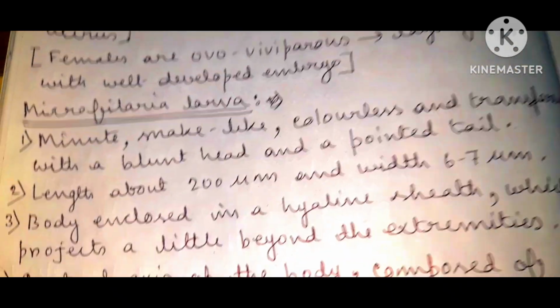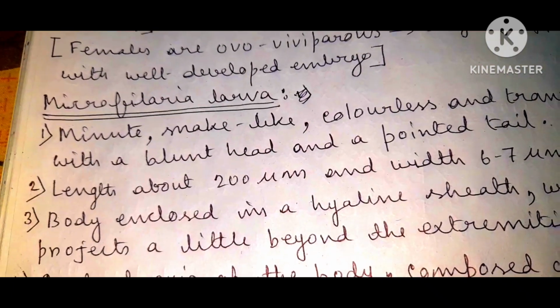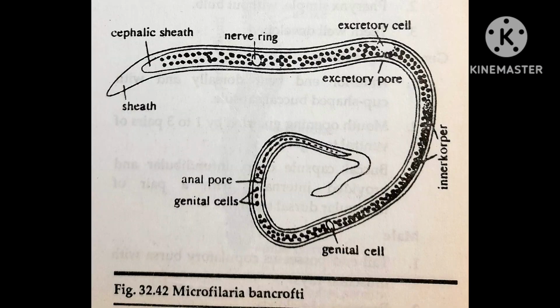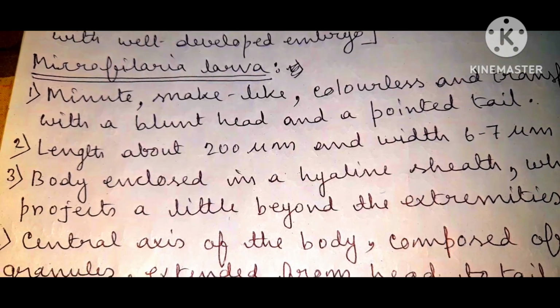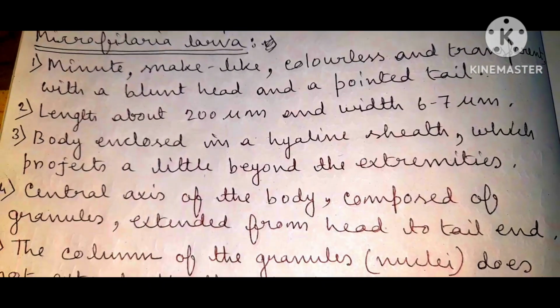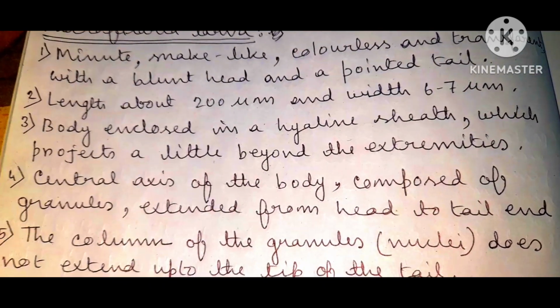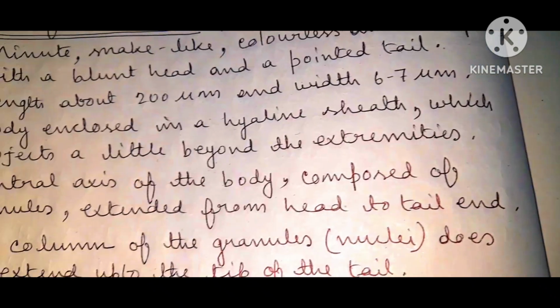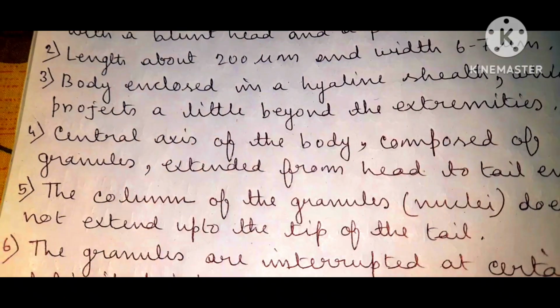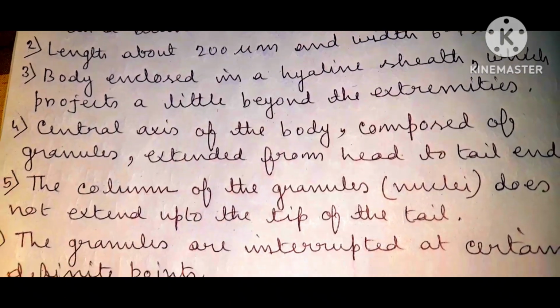Now come to the next point, Microfilaria larva. The Microfilaria larva of Wuchereria bancrofti is very important. This is the Microfilaria larva of Wuchereria bancrofti. Draw it in your practical copy with proper labeling. Identifying characters: minute, snake-like, colorless and transparent, with a blunt head and a pointed tail. Length about 200 micrometer and width 6 to 7 micrometer. Body enclosed in a hyaline sheath which projects a little beyond the extremities.